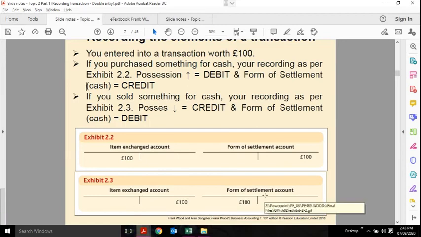Then meanwhile, for the form of settlement, how you pay, let's say it's for cash, then this is your cash account. When you sold your van to others, and let's say the parties pay you by cash, then cash is your position, cash is your asset. Now when they bought, the cash you have in hand has increased. So cash, your possession, increases, therefore you should record it as debit.